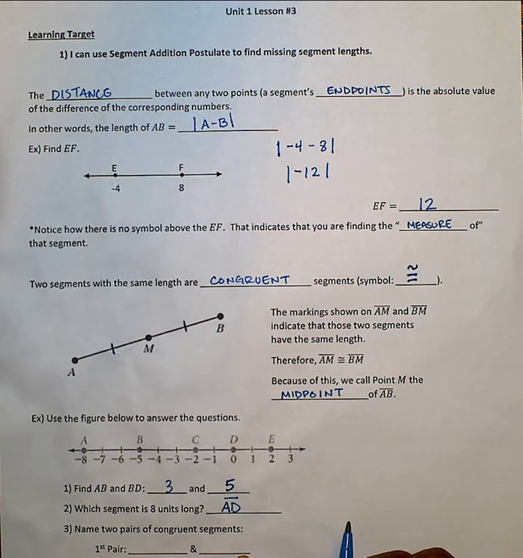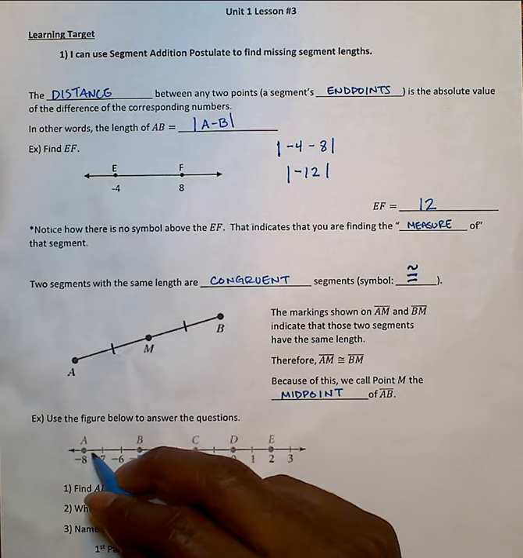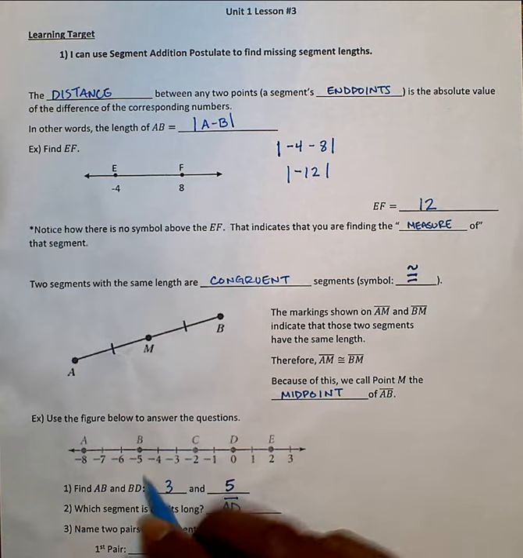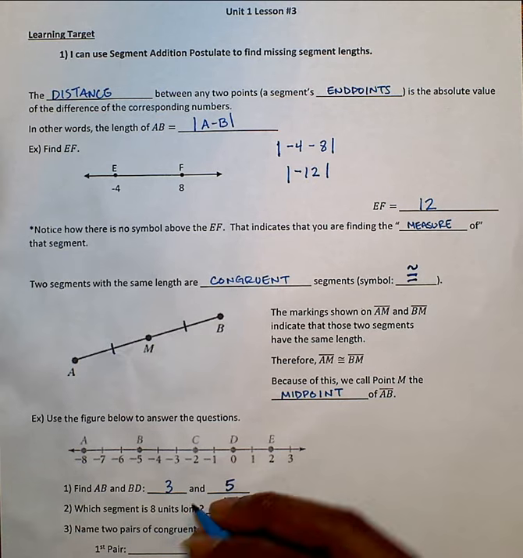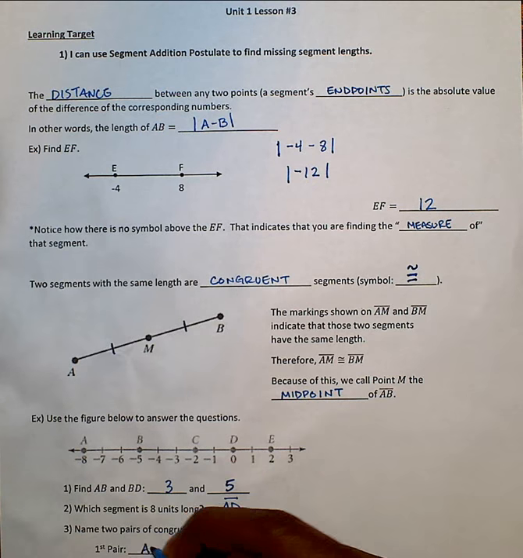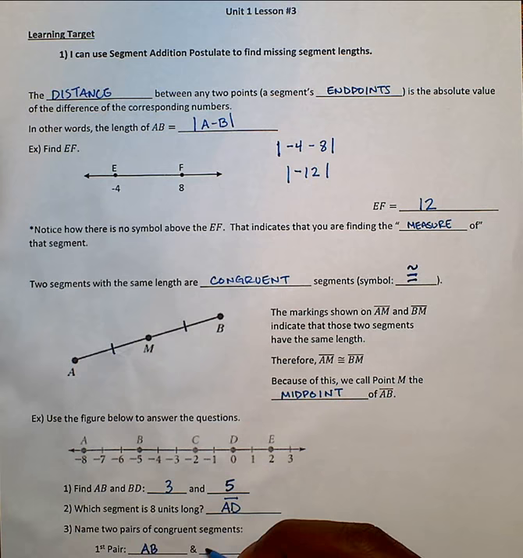Name two pairs of congruent segments. So let's see, two segments that are the same distance from each other. So negative 8 and negative 5 is 3, negative 5 and negative 2 is 3. So I can say that AB and BC are congruent.